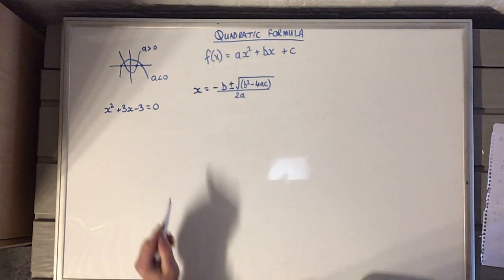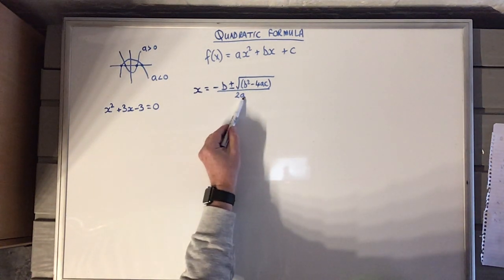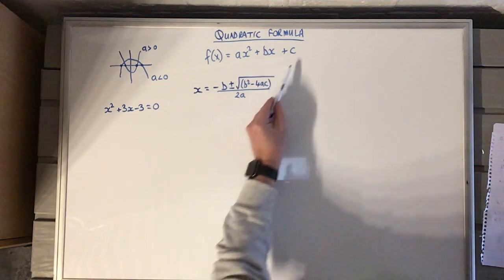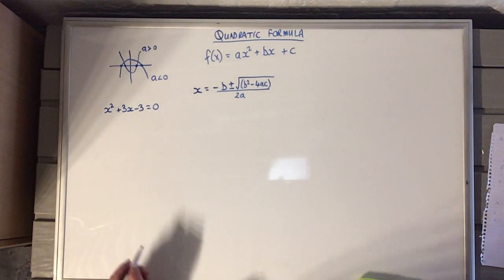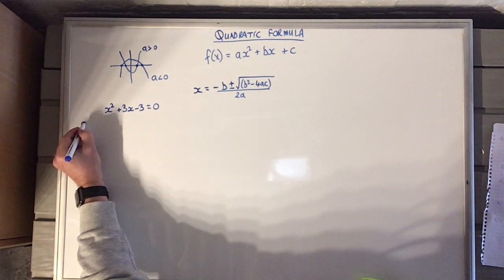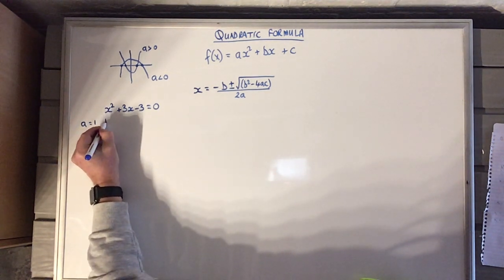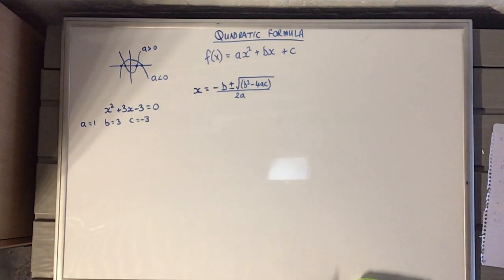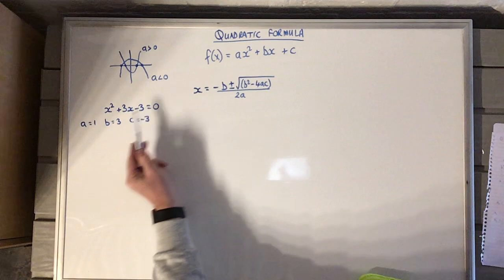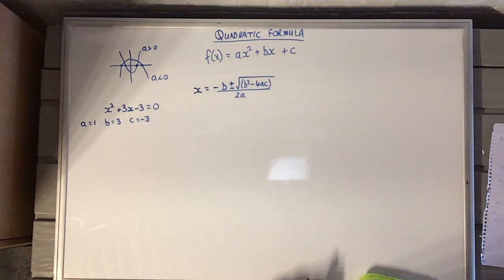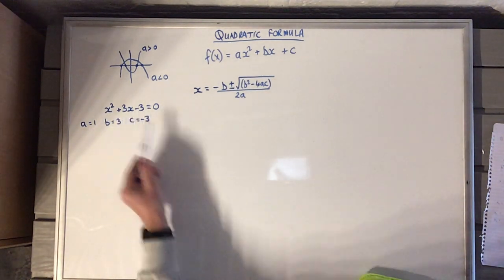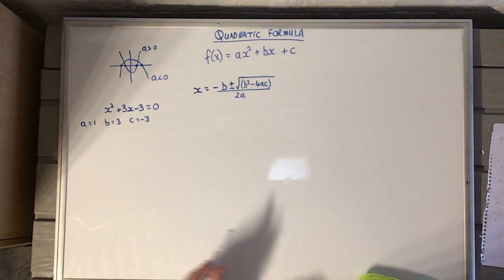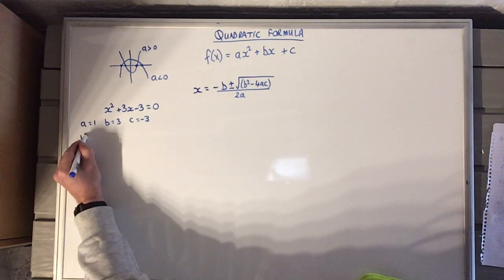Now, the a that we're talking about in the equation is this a. The b is the middle term, and the c is the end value. So it's always a good idea just to document them. So a is equal to 1, b is equal to 3, and c is equal to minus 3. That's from the general case up here, just comparing the coefficients. Coefficients are the numbers before each of the x terms.